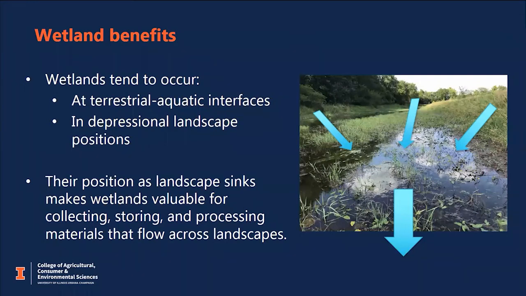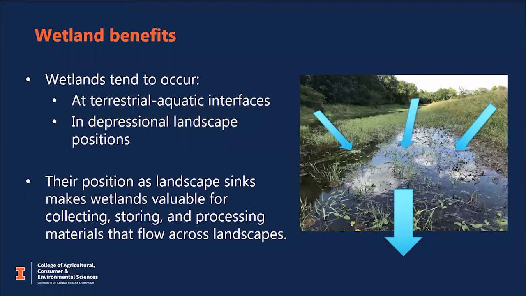A lot of the benefits that wetlands provide come as a result of the position of wetlands within the broader landscape. Wetlands tend to occur in specific places in the landscape. They often occur at the interface between terrestrial and aquatic ecosystems. And so they can act in some cases as a buffer between land use that's happening in the uplands and downstream water. They also occur in depressional landscape settings.